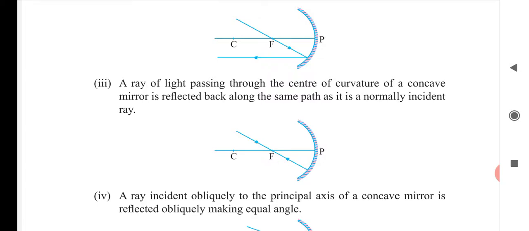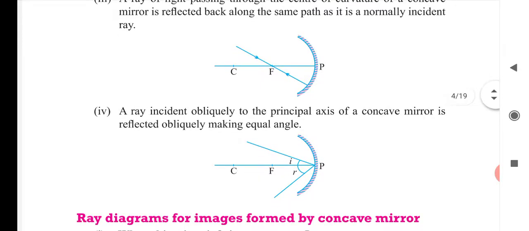Okay, so next, the fourth one: a ray of light incident obliquely to the principal axis of a concave mirror is reflected obliquely, making equal angle. So if you send a ray passing through the pole of the mirror, after reflection it will reflect from the pole of the mirror. Obliquely means you are sending a ray through the pole of the mirror. So this is the fourth point: a ray incident obliquely to the principal axis of a concave mirror is reflected obliquely, making equal angle. That means it is following the laws of reflection, that is, angle of incidence is equal to angle of reflection.